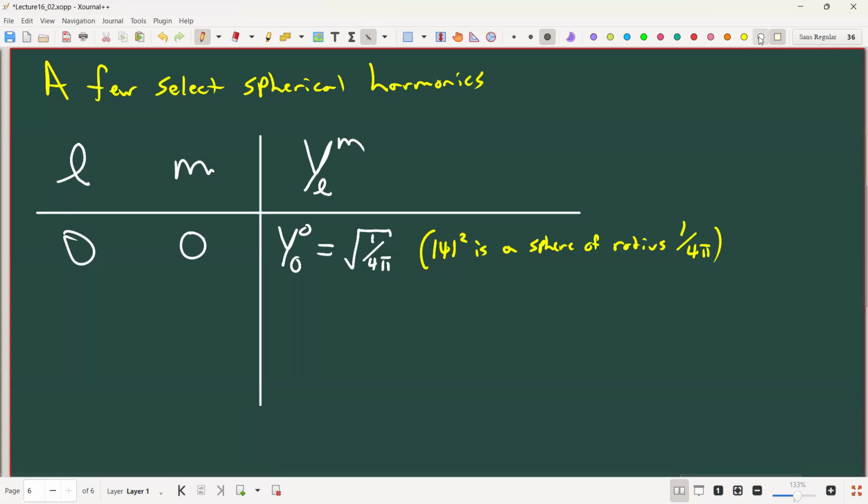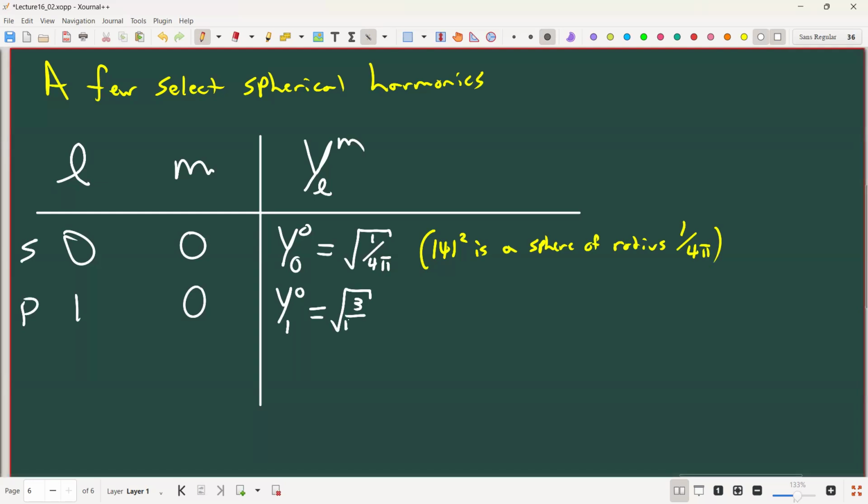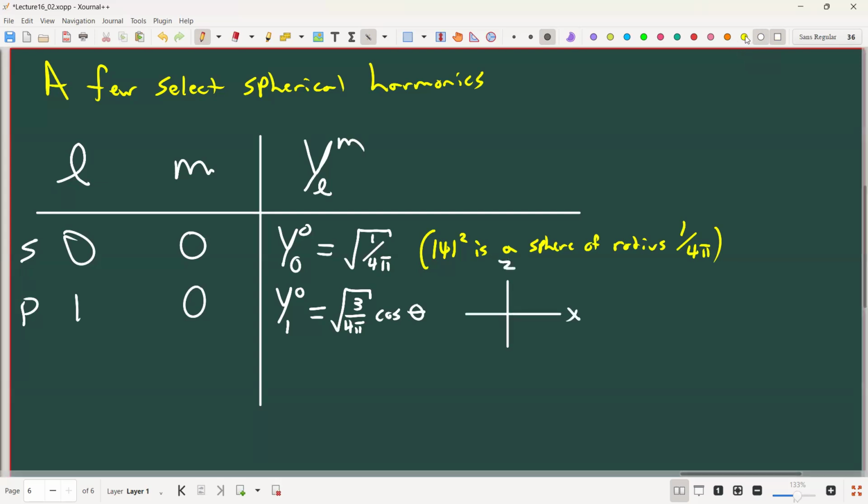So let's look at the p orbitals. So this is the s, this is p. I've already plotted some of these for you last class, but let's look at them a little more carefully. Square root of 3 over 4 pi cosine theta. And I'll plot this for you. This is the 2pz orbital. That's cosine theta. Right, there's no phi dependence.